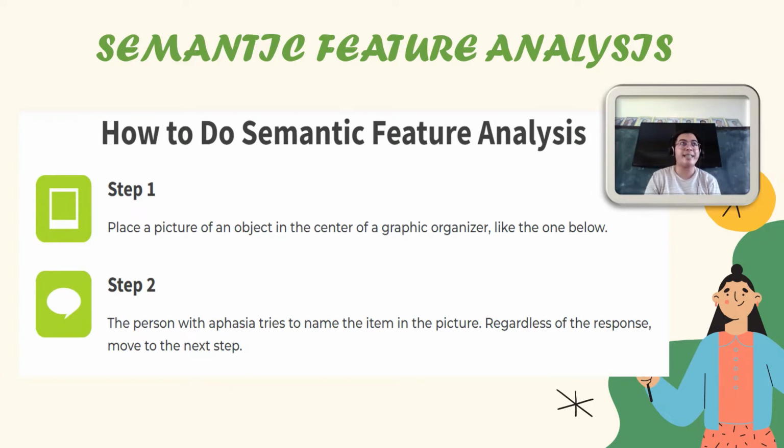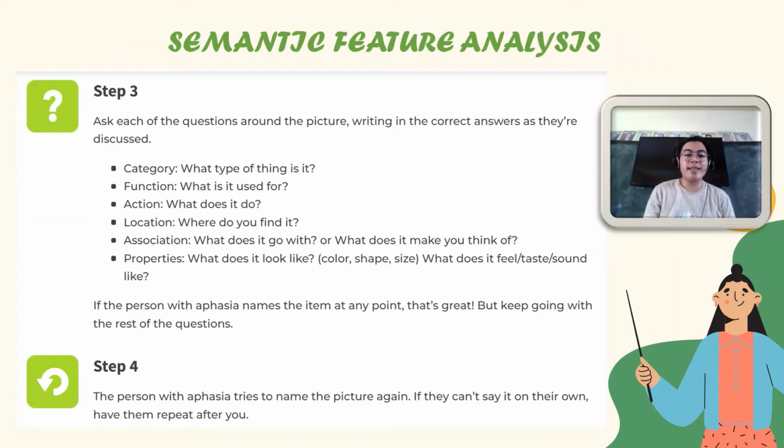Step 1 is to place a picture of an object in the center of a graphic organizer, like the one that I'm going to show you later on. Step 2 is that the person with aphasia tries to name the item in the picture. Regardless of the response, move to the next step. On the third step, ask each of the questions around the picture, writing in the correct answers as they are discussed.